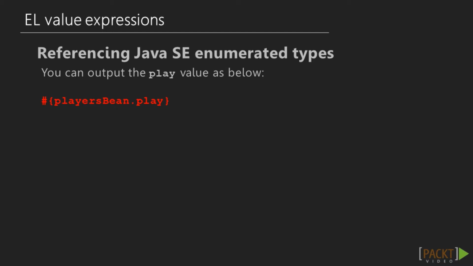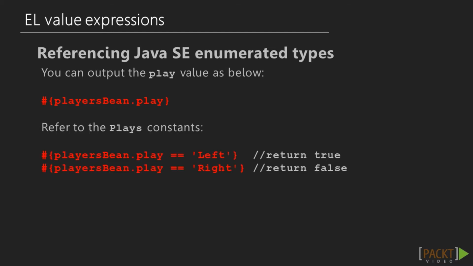If you want to refer to the Place constants, in this case Place.left and Place.right, use the proper string literal, which in our example can be left or right. For example, you can test if the play value is left or right as shown in the following code.